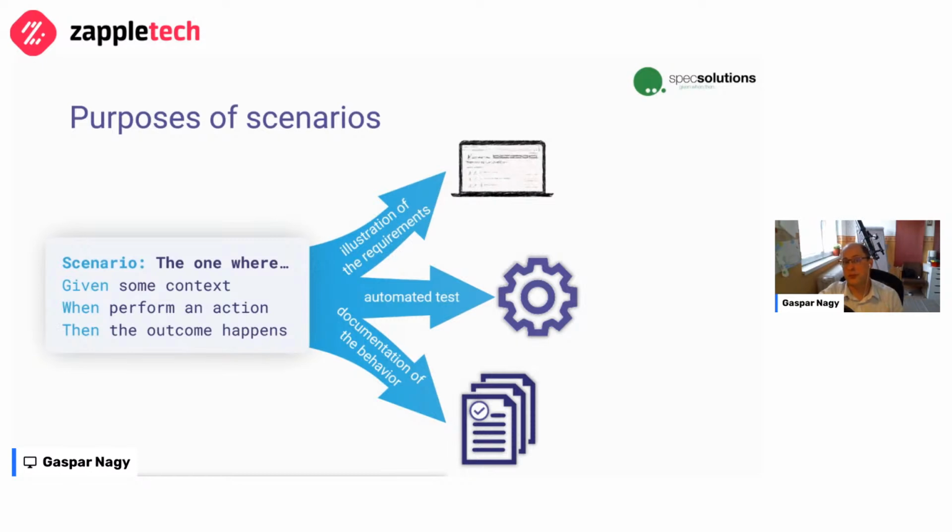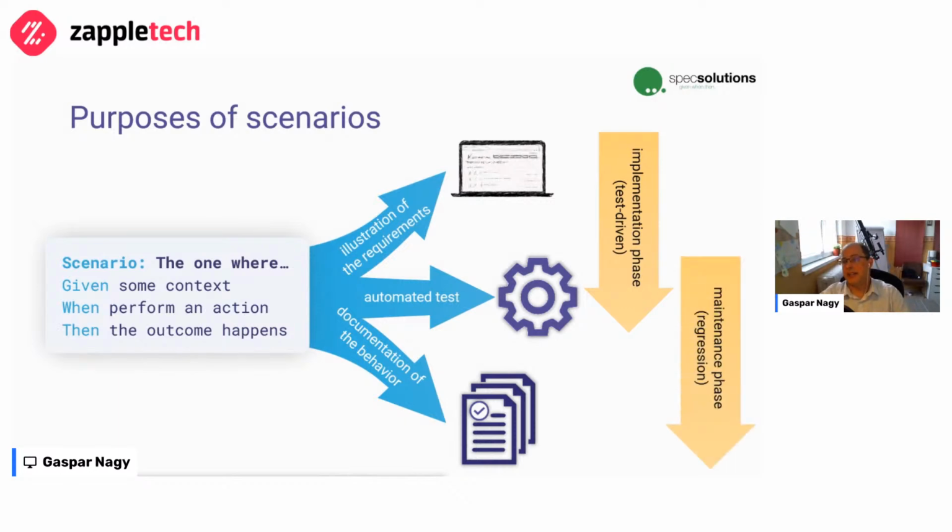So those are the three purposes that the BDD scenario is solving. It's an illustration for a requirement, it's an automated test, and it's a documentation of the behavior. Of course, you don't need all three purposes at the same time. Typically in the implementation phase, when you are creating your new functionality, you are more interested in having the scenario as an illustration of the requirement, because this is how we learn about the requirements, and in having an automated test to verify whether we really reach that.